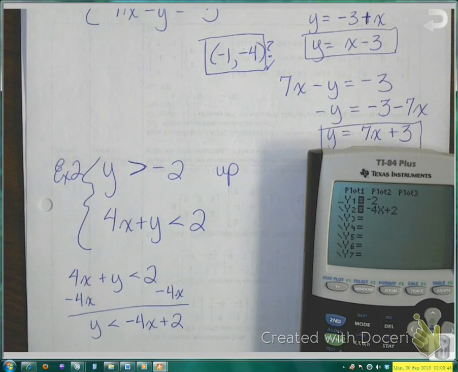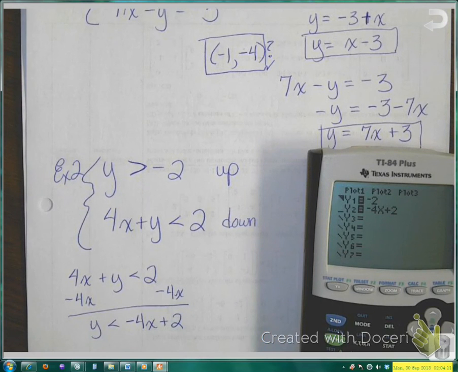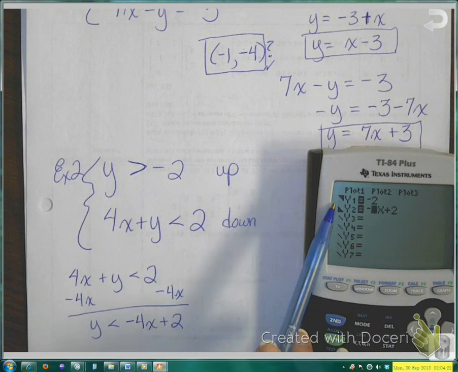Alright? So I'm going to hit enter, and it gives me a bold line. I hit enter again, it gives me a triangle. That triangle means shade up. Okay? Now I'm going to go down to my other equation and over so that the line is blinking again. Only this one, it's a less than. Less than does what? Shades down. Alright? So I hit enter, gives me a bold. Enter, it gives me an up. Hit enter one more time, it gives me the shades down. So now I have it shading up and shading down.